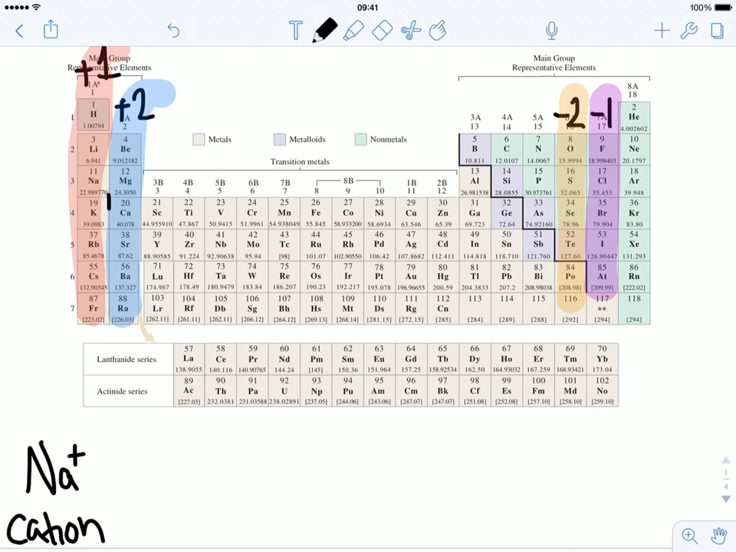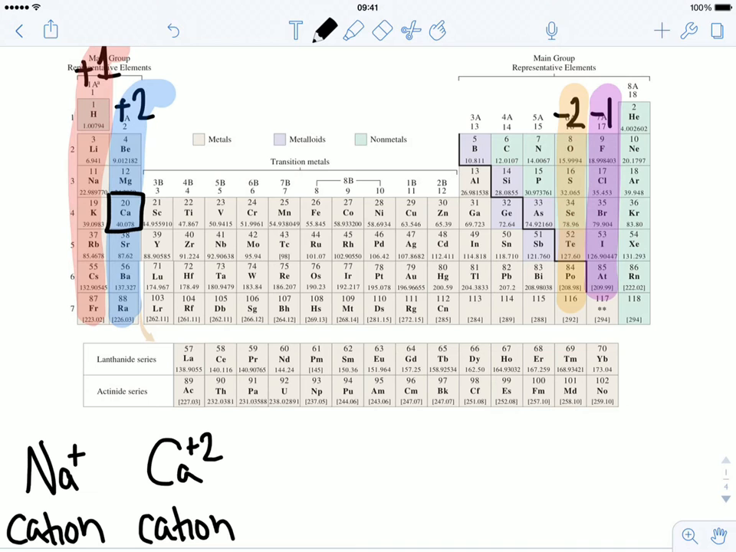If we look at calcium, calcium's right here. We said that the element calcium, because it's in this column, forms a +2 ion. Now, does that make calcium a cation or an anion? Again, calcium is a metal and has a positive charge, so something that's a metal and has a positive charge is a cation.